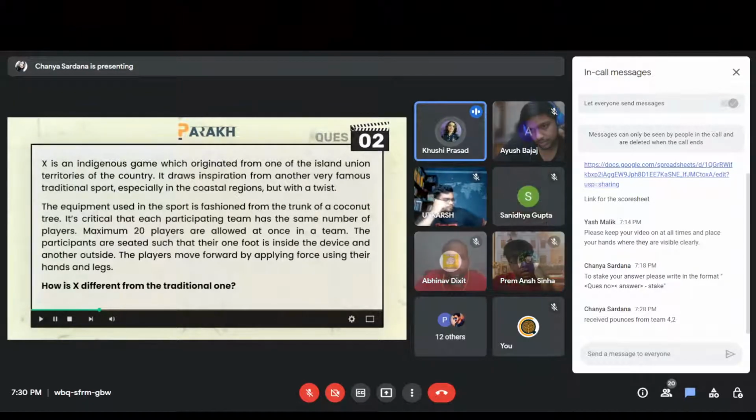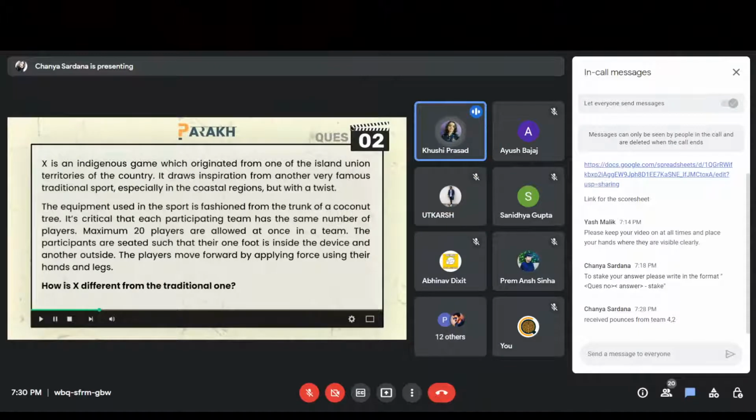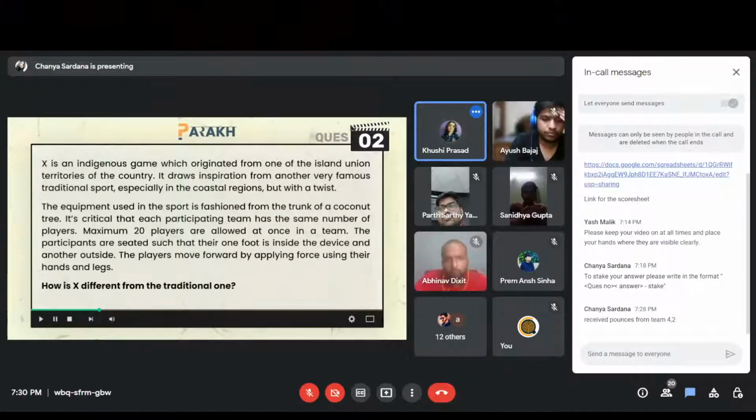Closing the pounds window in 5 seconds. Okay, so the pounds window is now closed. This was direct for team 2. So team 2, your guess.